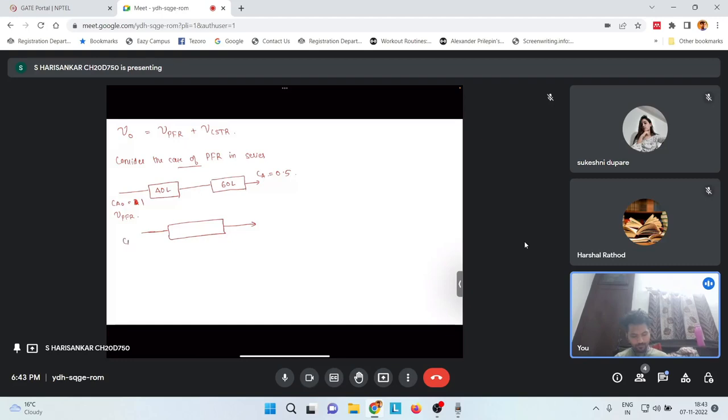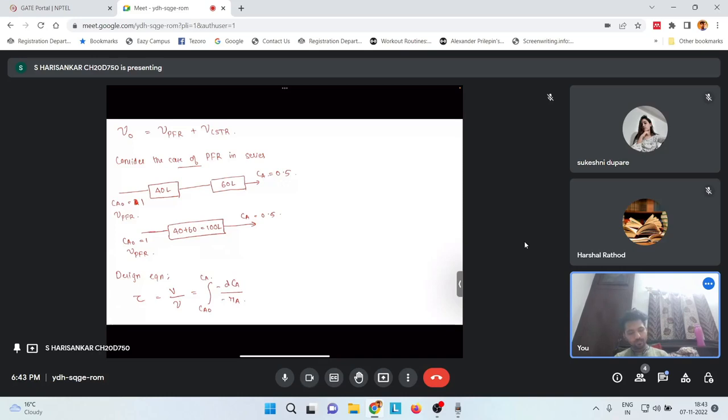So this will be Ca0, which is 1, and the flow rate nu PFR, and the volume will be 40 plus 60, so a 100 liter volume, and the final concentration Ca is 0.5. Now if we write the design equation for PFR, it will be tau, which is V by nu, and that is equal to the integral of minus dCA by minus RA from Ca0 to Ca.